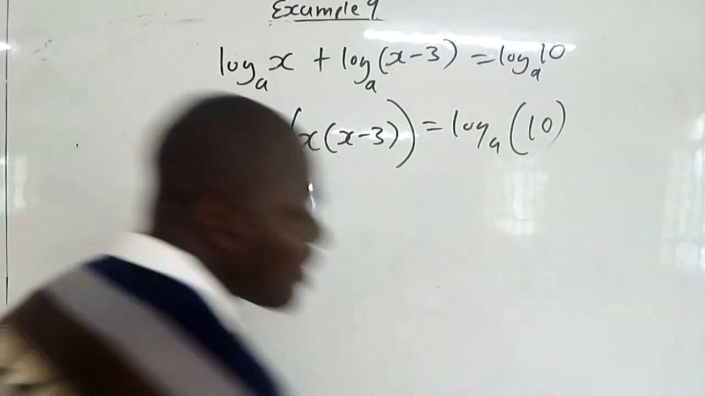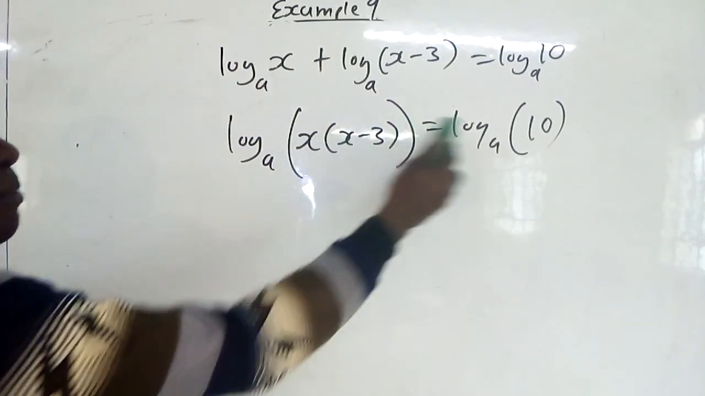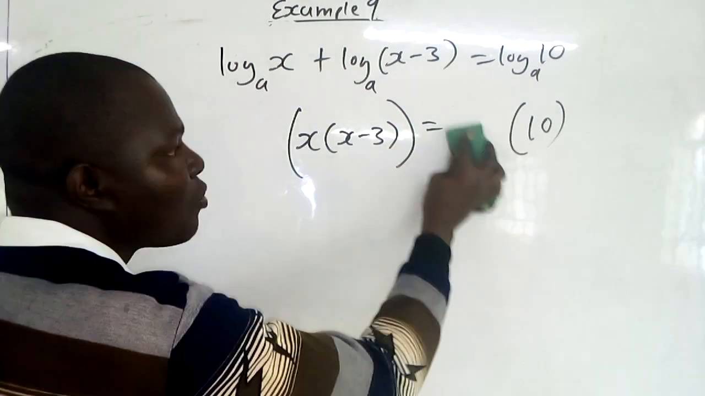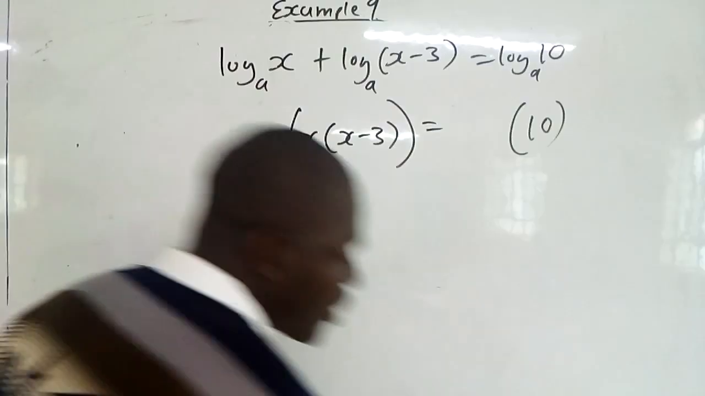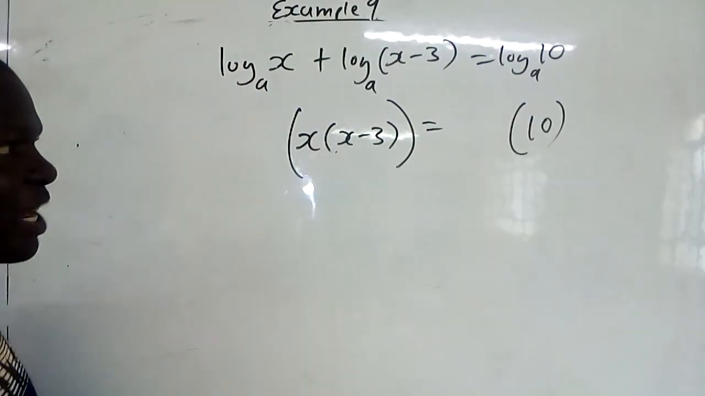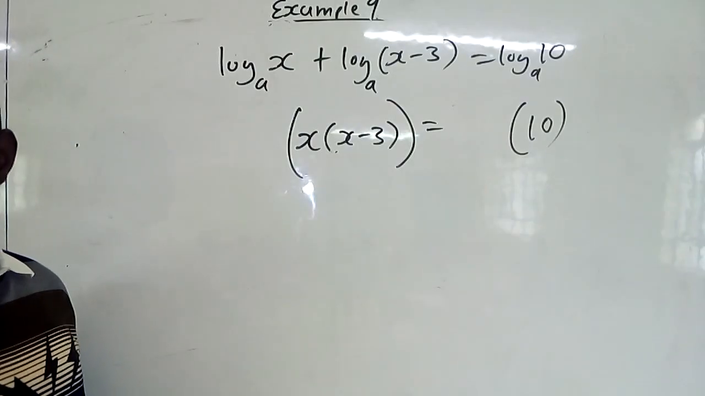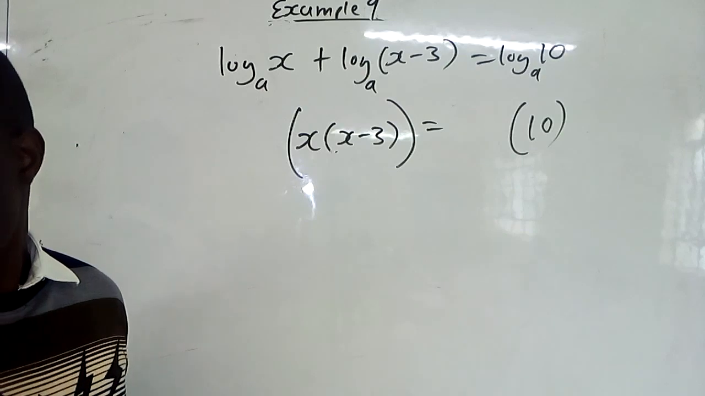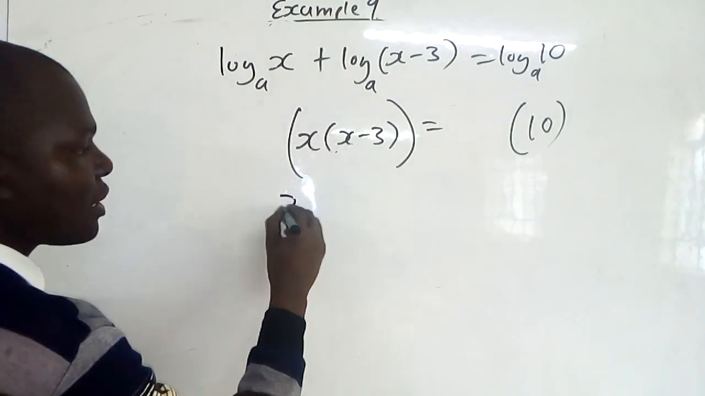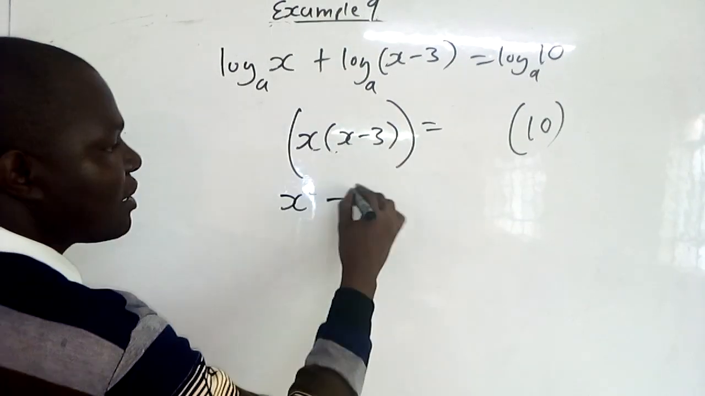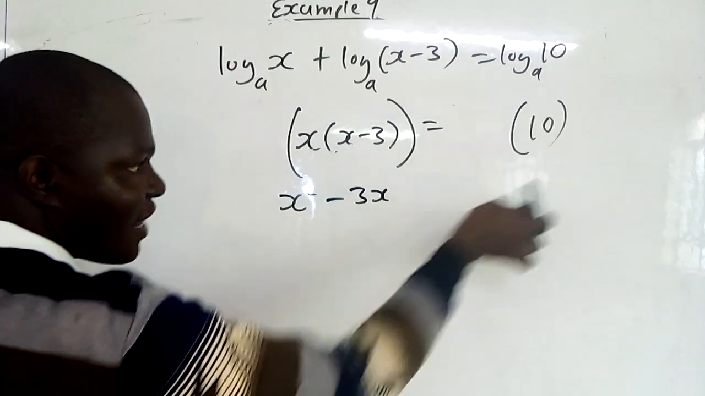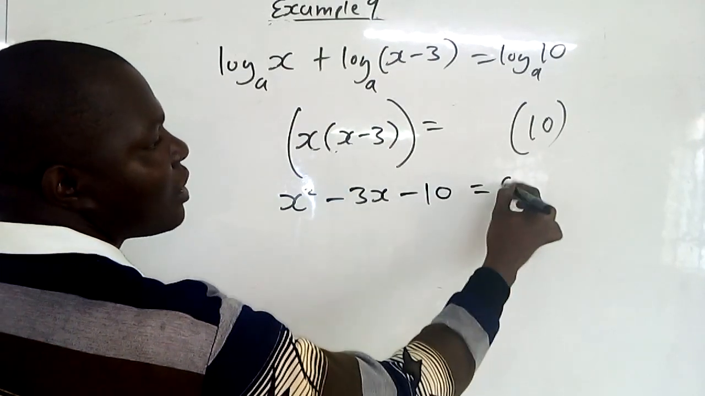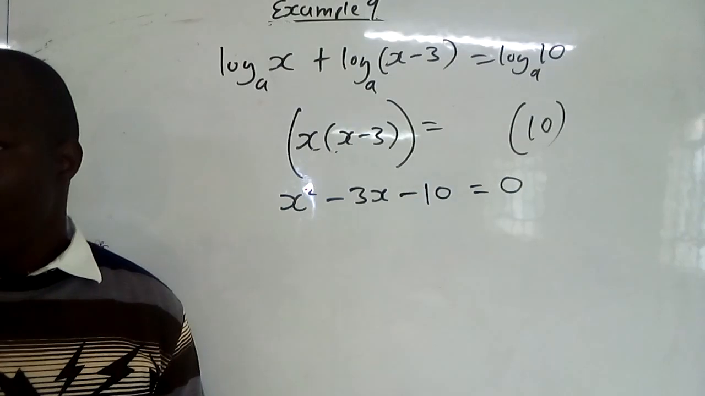Then now you get rid of the log on both sides of the equation after making it one thing. So you have x into (x minus 3) is equal to 10, isn't it? Are we together? So x times x minus 3 gives x squared minus 3x is equal to 10. Ten coming this side becomes negative 10, is equal to 0.